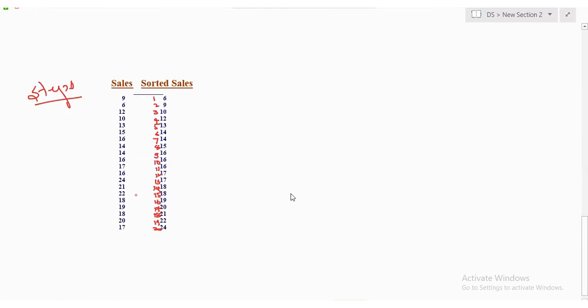You can do it the other way also, like 24, you can keep it first. The interpretation is going to change. What is the meaning of the interpretation? I'll talk in the next class. But today let us focus on how to calculate these numbers. So first step is I need to rank this. I've done that. What is the second step?